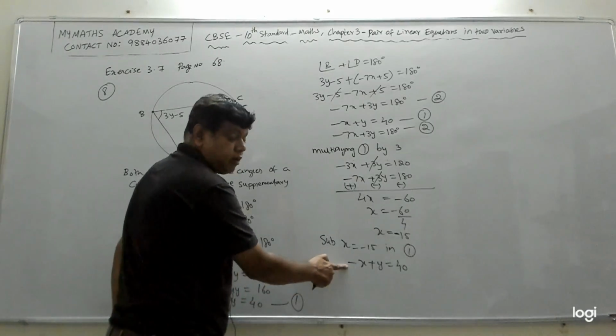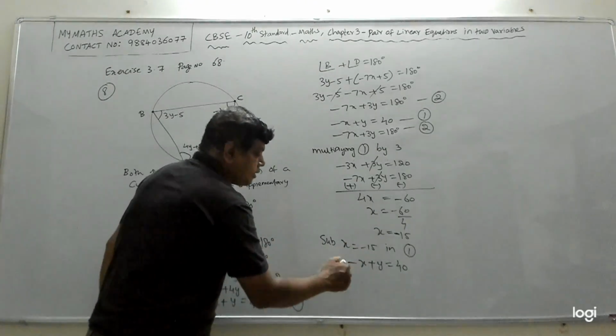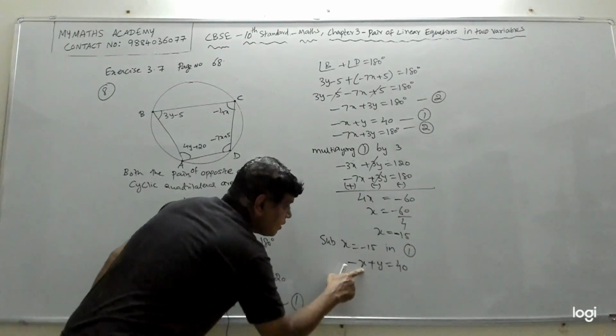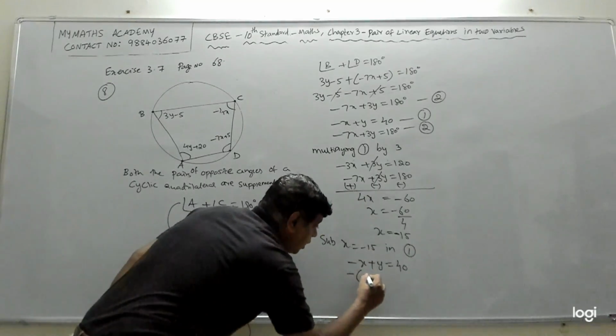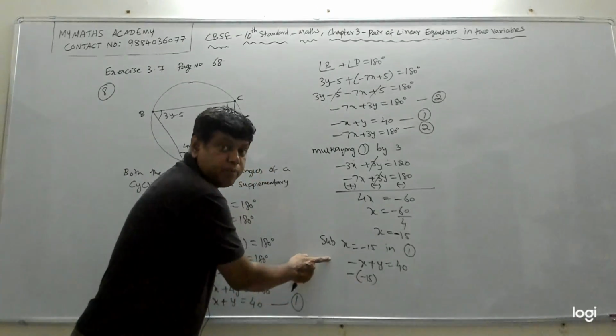Already there is a minus here. People make this mistake. They just put minus 15 here. There is a minus here. You have to put minus first. Then what is the value of x? Minus 15. So you have to put it like this. When the double minus comes, people will make a mistake here.